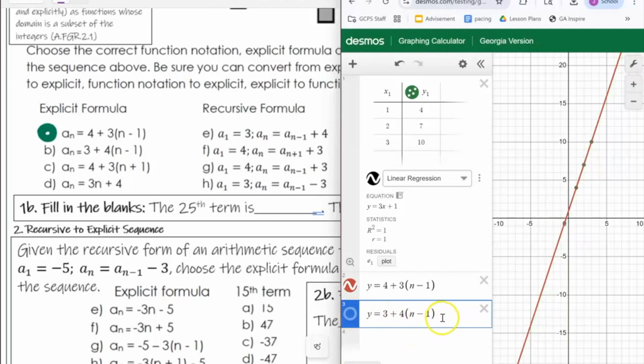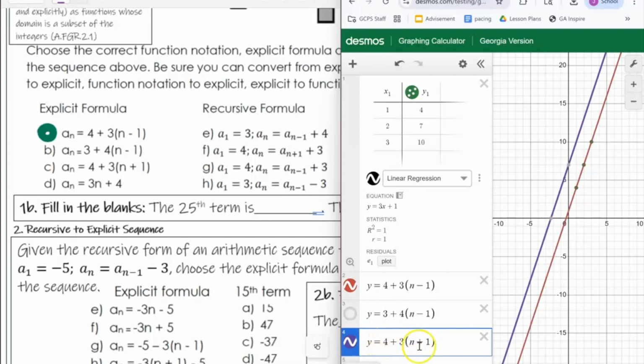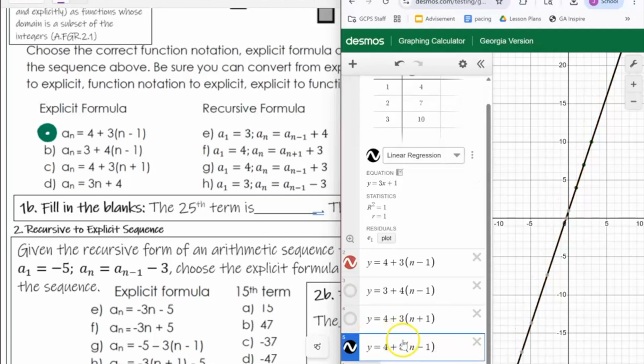It does not. So I'm going to come into the next one, change the numbers, 4 plus 3, and then this one is n plus 1. Does that match? It does not. Going to the last one, which is 3 in no parentheses plus 4. Does that match? It does not. So the only answer is this.